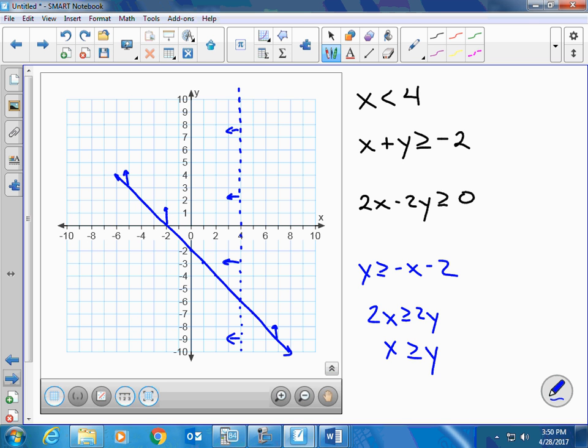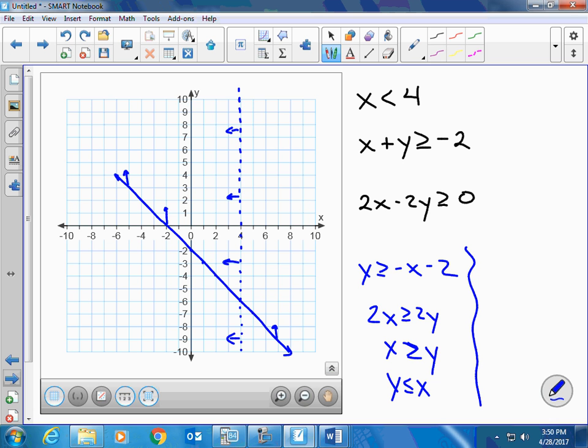And I read that from the variable I'm trying to relate to, meaning I want to know how is y compared to x. So I start with y. And y needs to be less than, the arrow points to the smaller number, x. So let's graph. I could flip that and make it look like this also, correct? Those are the exact same statements.